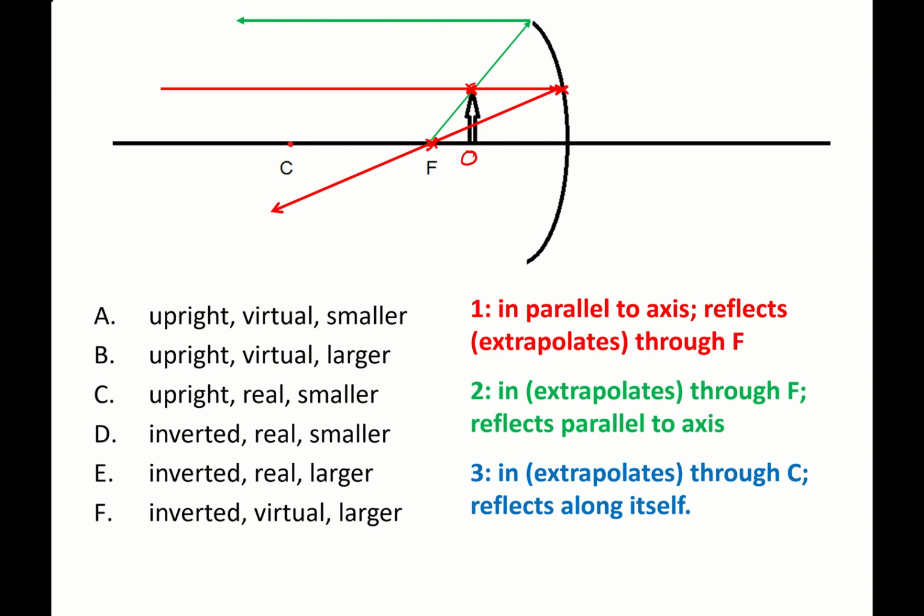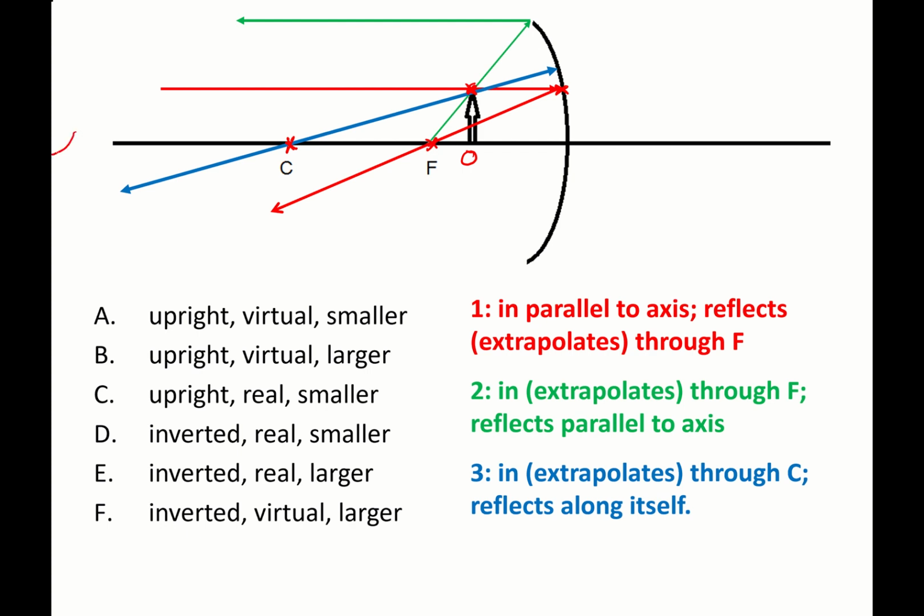All right, ray 3 comes in through C and reflects on itself. So what do we do? We put our straight edge on C and on the tip of the arrow and just draw a long straight line. All right, so now the question is, where do we put our image? Well, we put our image where the rays meet.